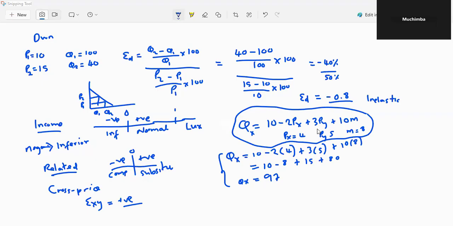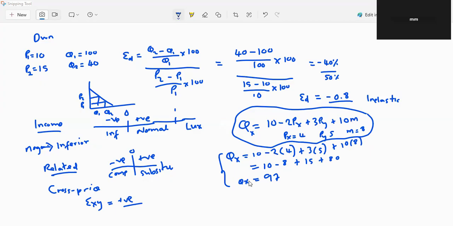Okay, so from the equation there, what type of good is this in terms of income? Is this an inferior good or a normal good? It is what? Since there's a positive there, the positive denotes that it's a normal good.